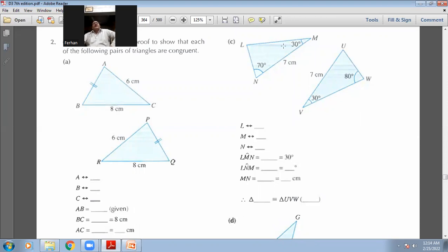70 plus 30, that's 100. 180 minus 100, that will be 80. So this angle L will be 80. Here 30 plus 80, that will be 110, and 180 minus 110, and that will be 70. So this angle will be 70. Now M has the correspondence with the V. The L will have the correspondence with the W, and the N will have the correspondence with the U.